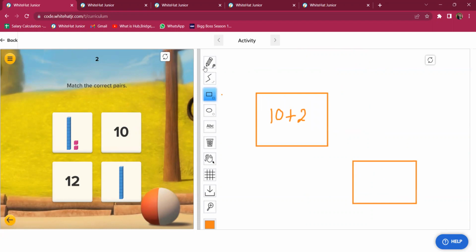And here this box represents only 10. So here they have given us 10 and here they have given us 12. So it matches with this and it matches with this. Click on the pairs and check our answer.